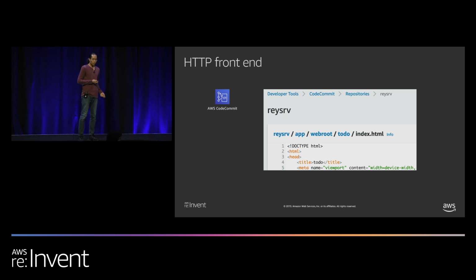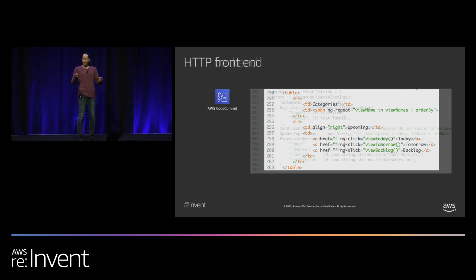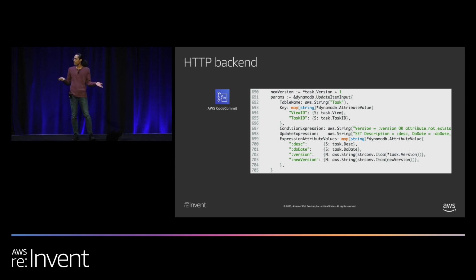And so you might want to start with a front end. So here's a little bit of HTML. You see a little title, a little to-do title, a couple of lists. What do I want to do today, tomorrow? You might have a backlog. You might also have a backend. A backend, this one here is written in Go. It's using the DynamoDB SDK and writing some task items into a table.